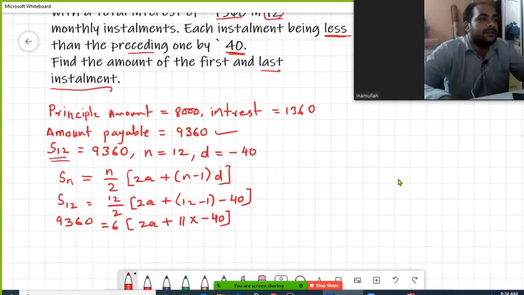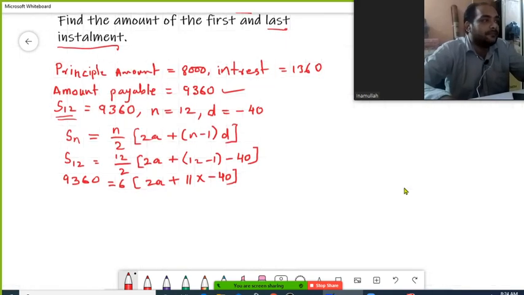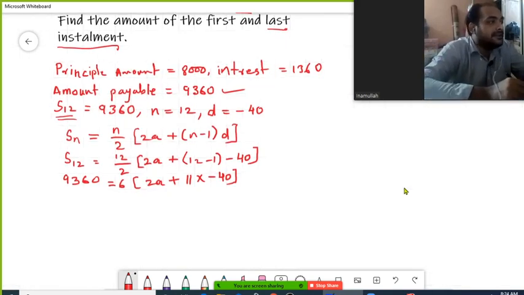Now this can be simplified as this: the 6 is multiplying on the left hand side, so we can send it to the right hand side. It will divide. And on the left hand side you will have 2a plus minus. This is plus and this is minus. So this is positive 11 and this is negative 40.